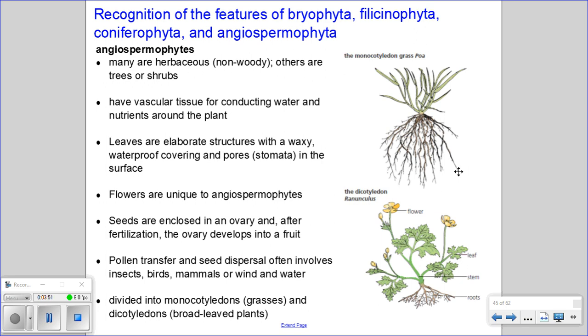For example, apple, orange, watermelon. Pollen transfer and seed dispersal often involves insects, birds, mammals, or wind and water. And they can be divided into two groups, the monocotyledons, the grasses, and the dicotyledons, which are broad-leafed plants.